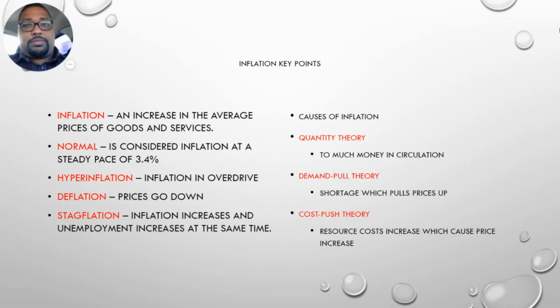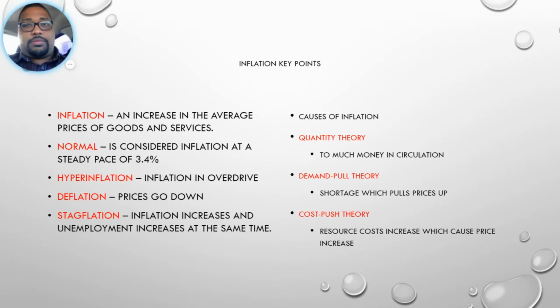Inflation, an increase in the average price of goods and services. 3.4% is considered a normal rate of inflation. Hyperinflation is overdrive. It's when things go out of control. 10%, 12%. I believe other countries have experienced inflation as high as 1,000%. Deflation is when prices go down. And then there's stagflation. That's when inflation increases and unemployment increases at the same time.